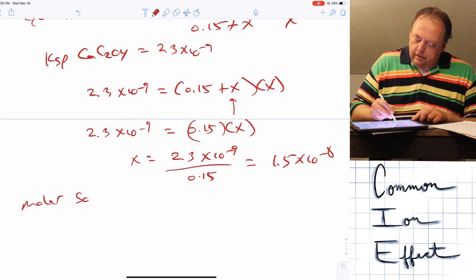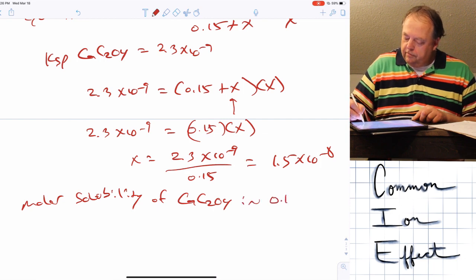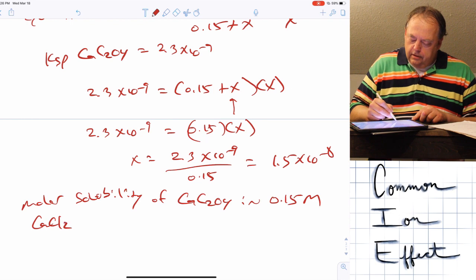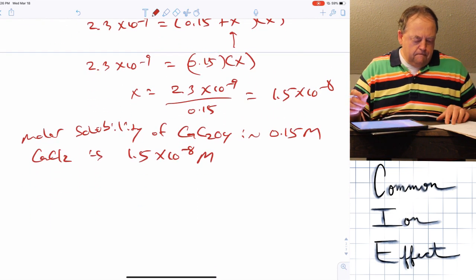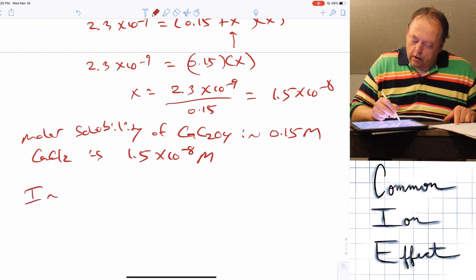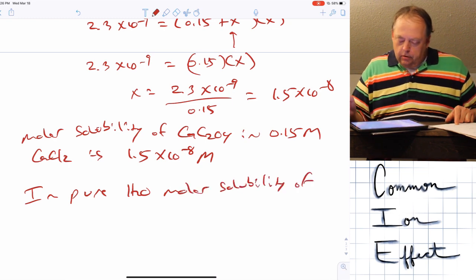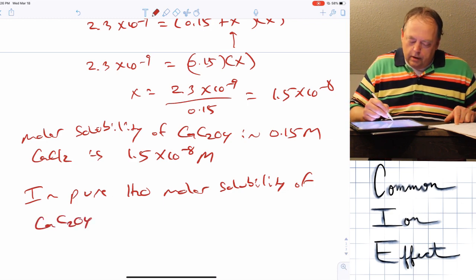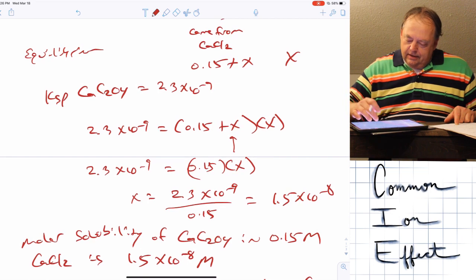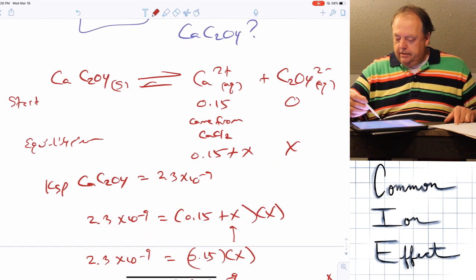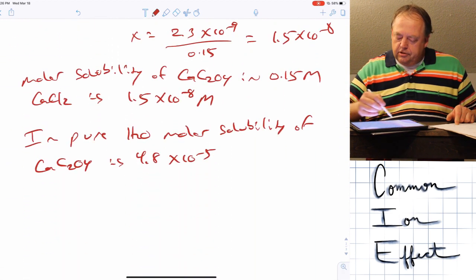So the molar solubility of CaC2O4 in 0.15 molar calcium chloride is 1.5 times 10 to the minus 8 molar. In pure water, however, the molar solubility of CaC2O4 is 4.8 times 10 to the minus 5. You could get that number if you went back to this, and if the 0.15 was not there and you just had x times x and solved for x, then you would get that x is 4.8 times 10 to the minus 5.